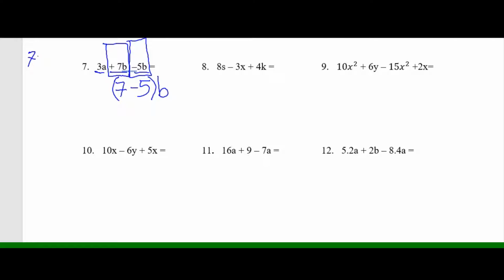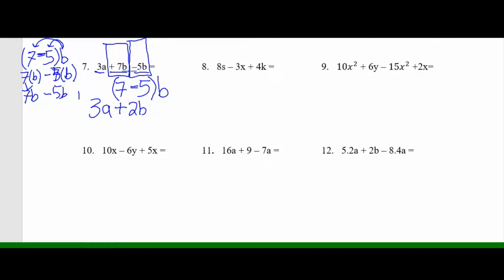And if I were to distribute the b back into the expression, I would multiply 7 times b minus 5 times b. 7 times b minus 5 times b, which is 2 times b, which is originally what we had. So all I did was factor out the b. 7 minus 5 equals 2 times b. And then I'm going to bring down my 3 times a.